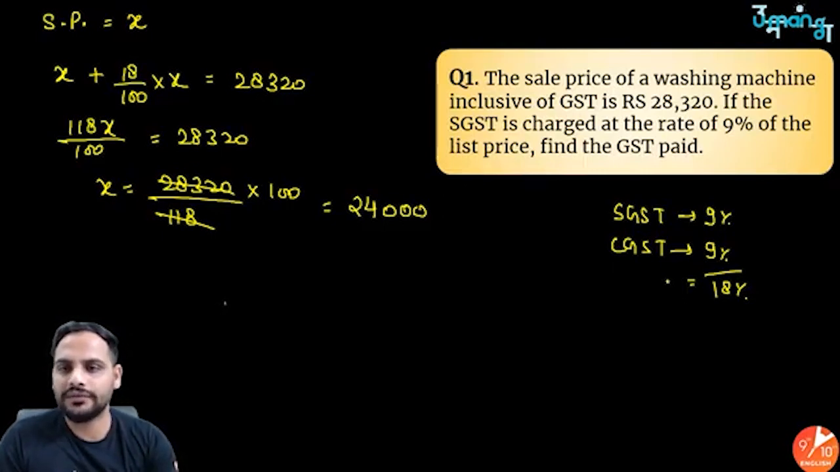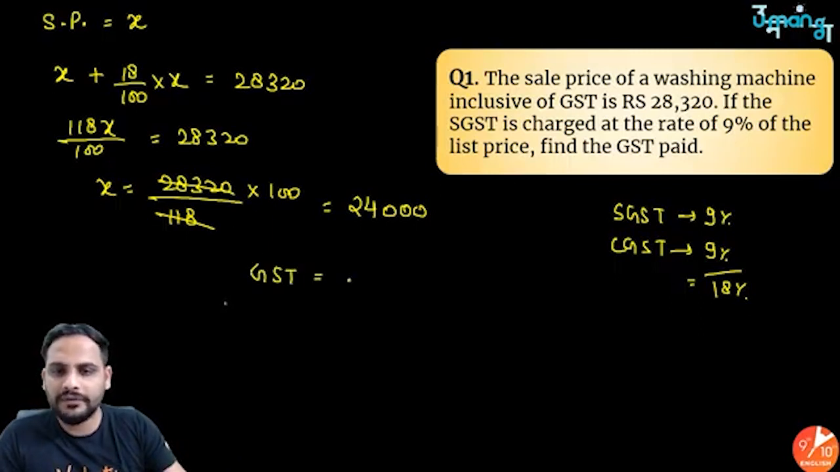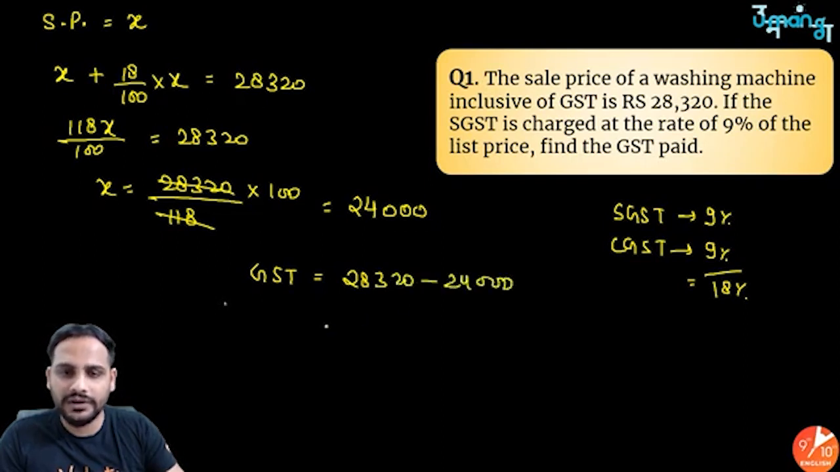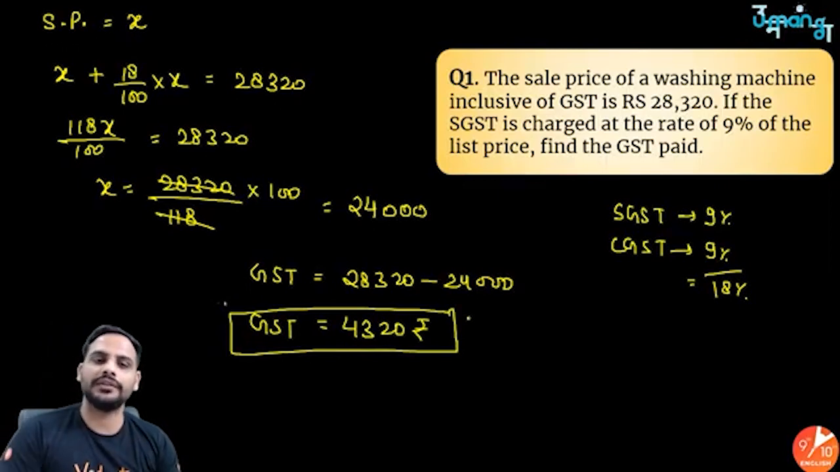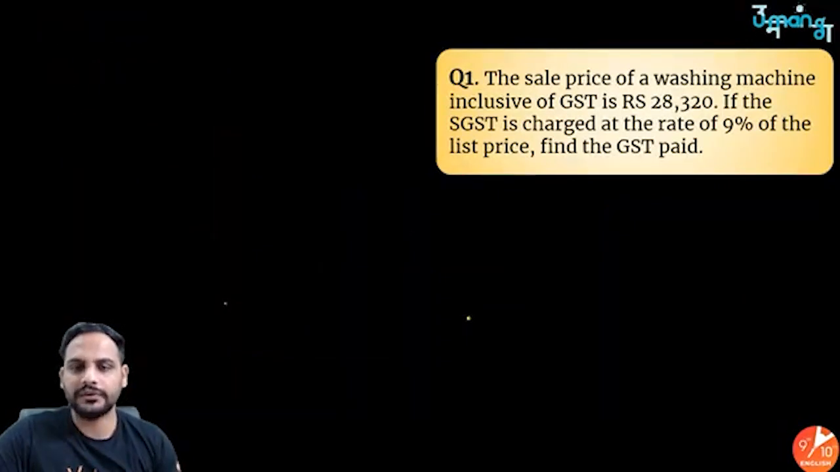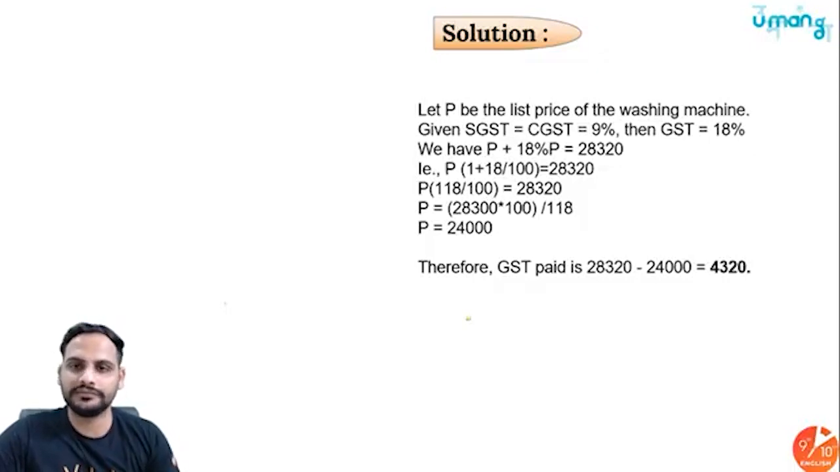Now what we have to find out is the GST paid. How much GST is paid? GST paid here will be the total price which was inclusive of GST, 28,320. So GST paid will be equal to 28,320 minus 24,000, that is equal to 4,320. This much is the GST applicable on this washing machine. Got it? This is how this question will be done. 4320. Let's go for the next question.